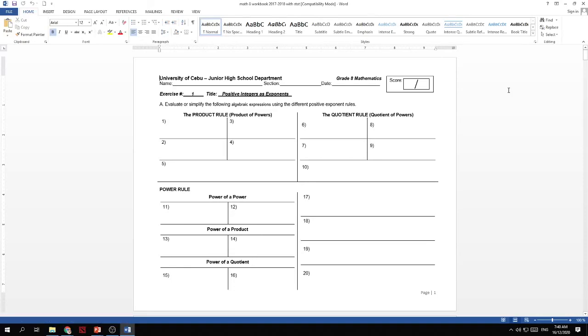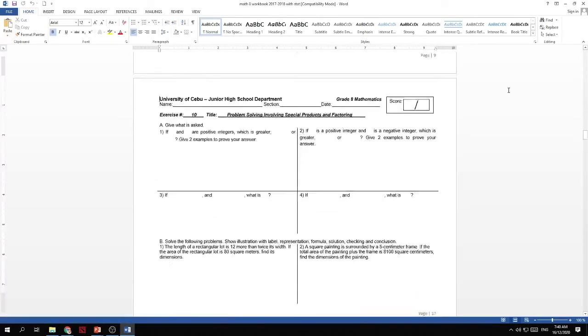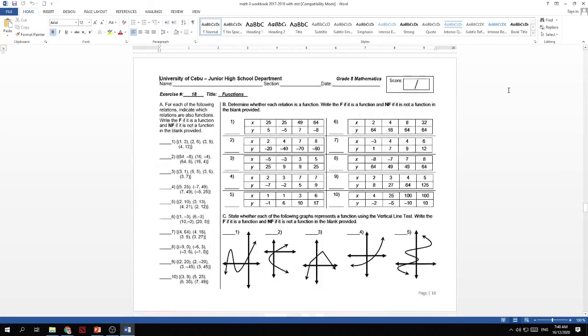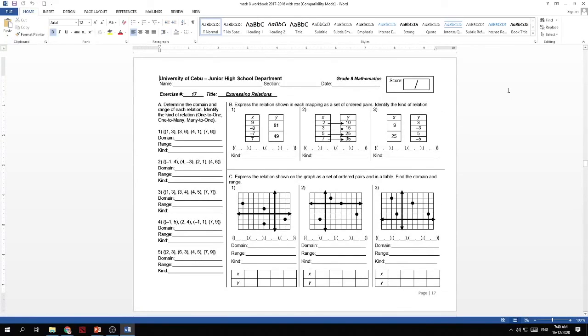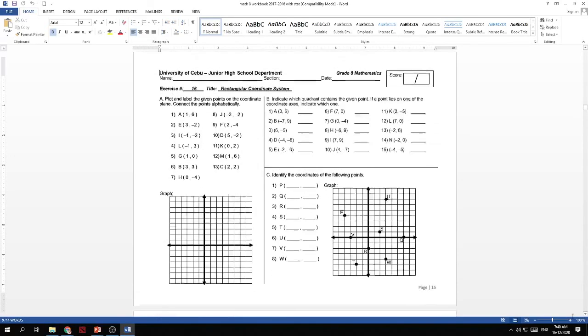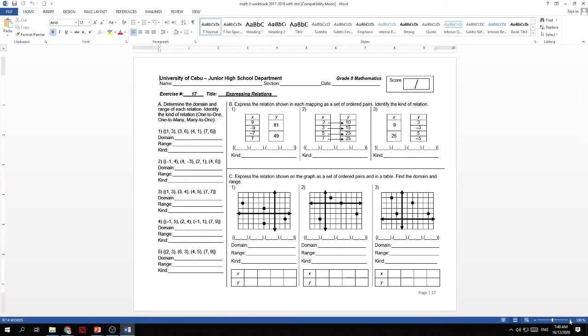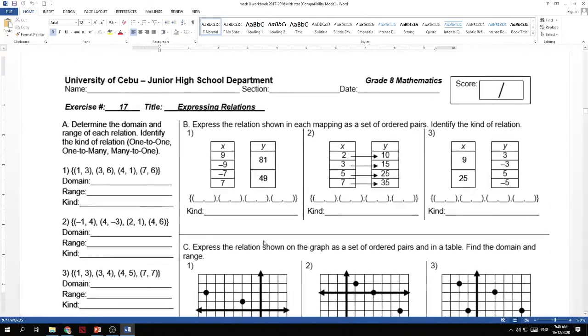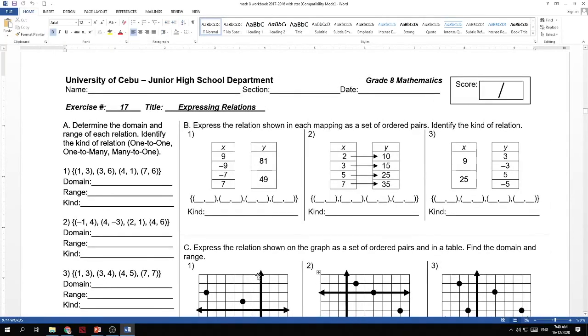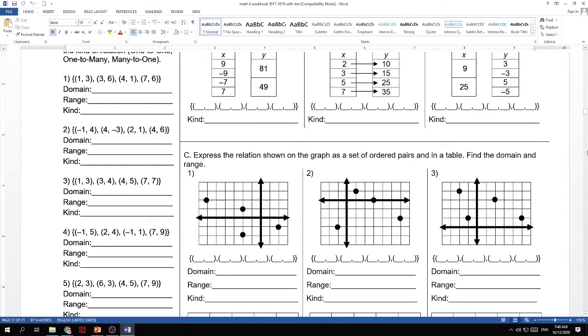Okay. Page down. Okay, there you go. Here. Let's have this activity here. Just this one, letter A. Let's have letter A first.